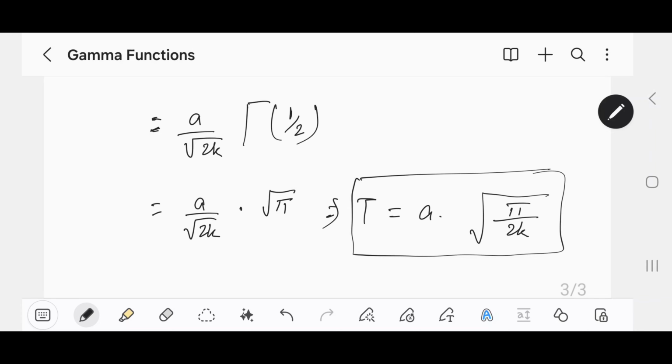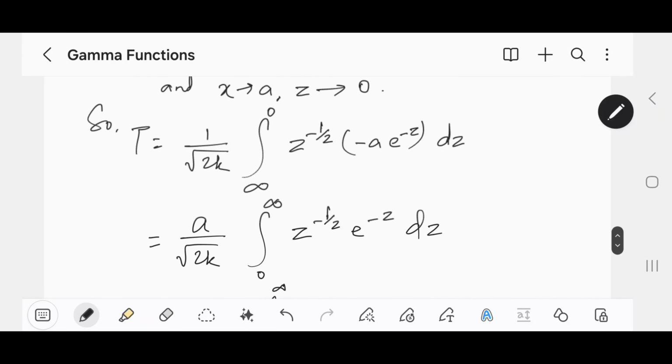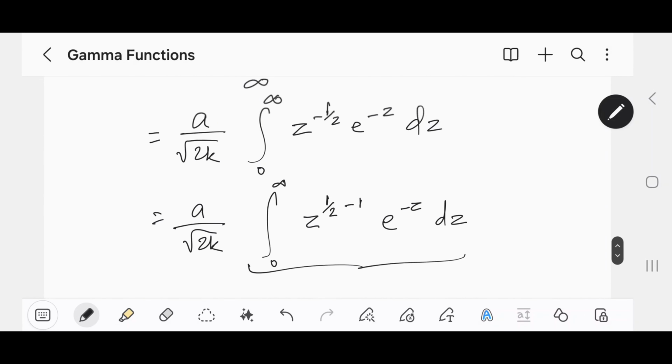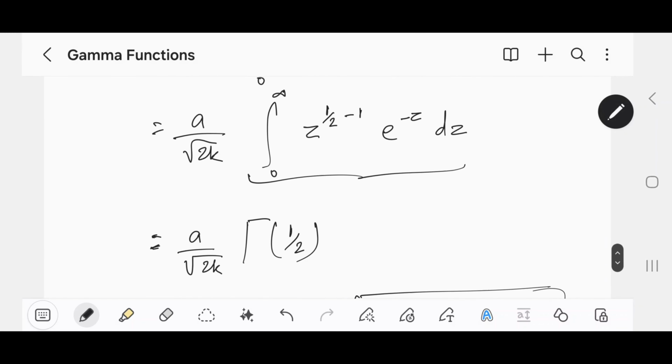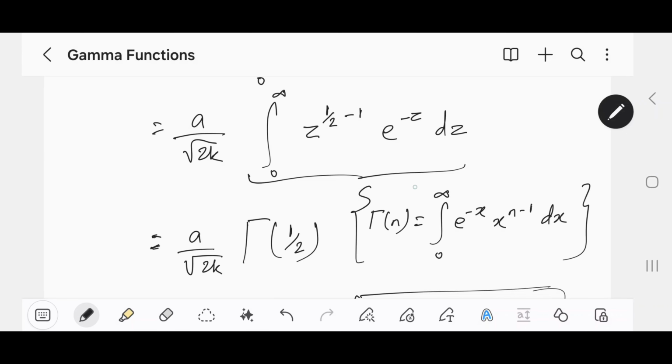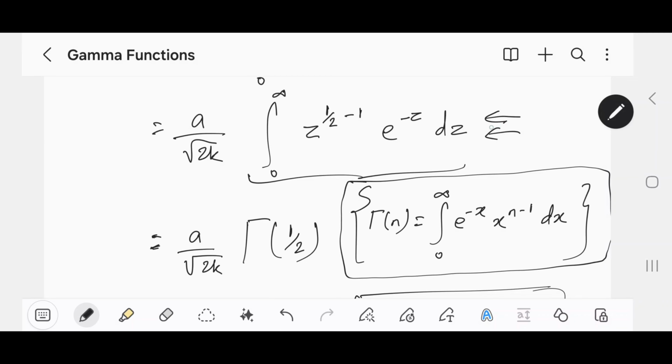This is the solution of this problem. If you are confused here, remember the definition of the gamma function. Gamma n equals integration 0 to infinity e to the power minus x, x to the power n minus 1 dx. We use this definition in this step, and we got gamma 1 by 2, and again gamma 1 by 2 is root pi.